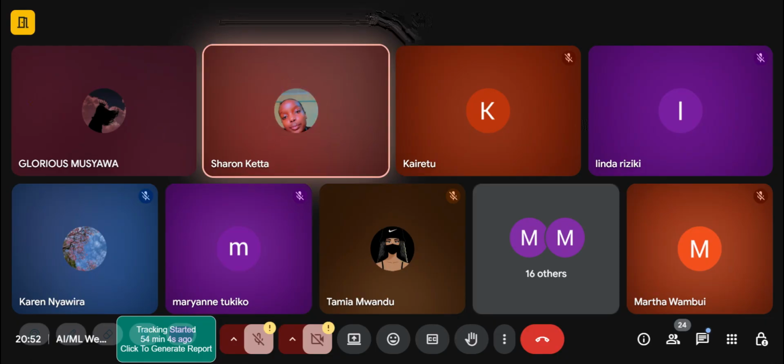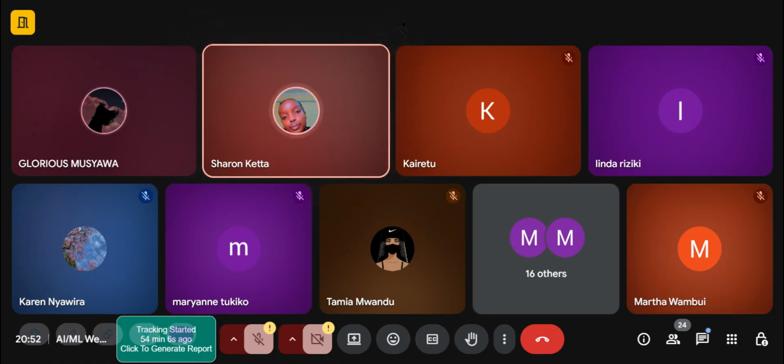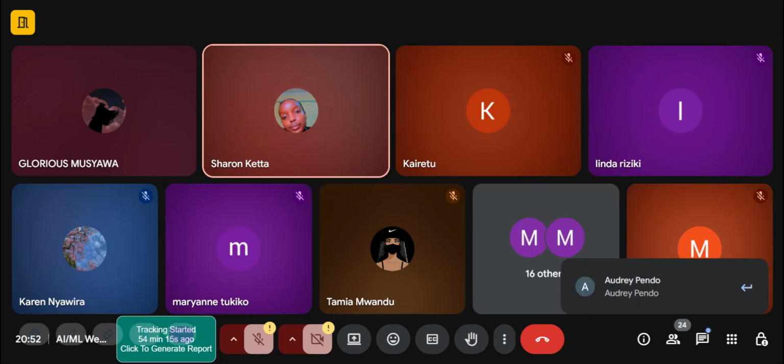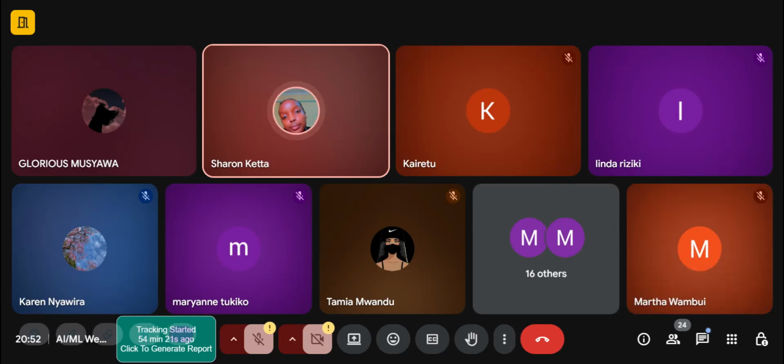I have a suggestion or question. With the assignment on the model that we're going to explore and test, are we going to get a quick overview or a quick walkthrough of what we are doing?